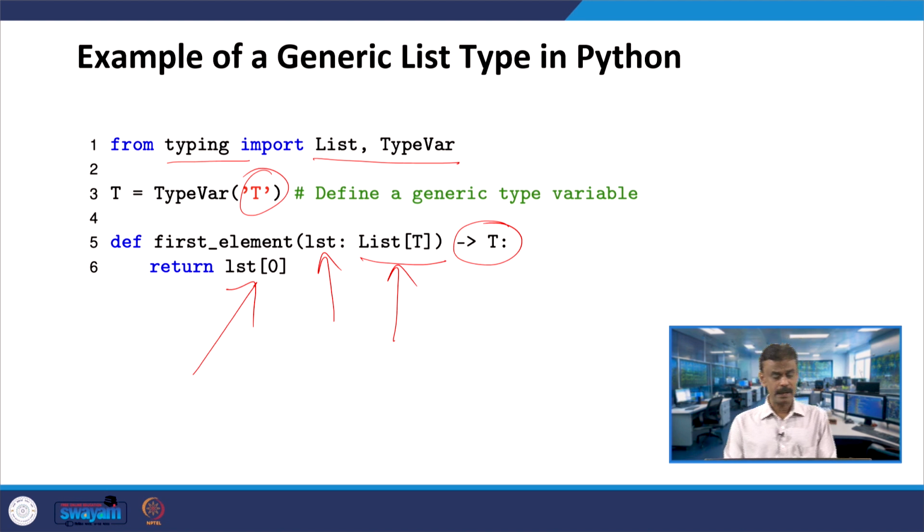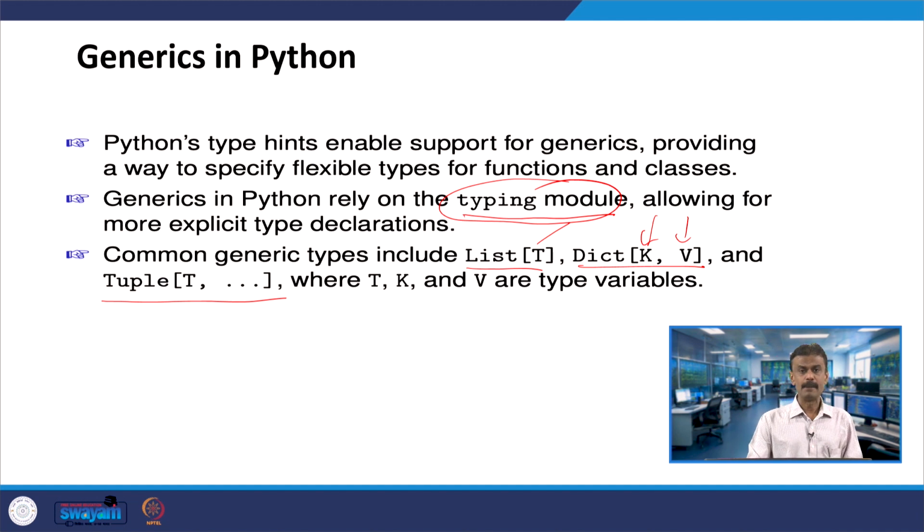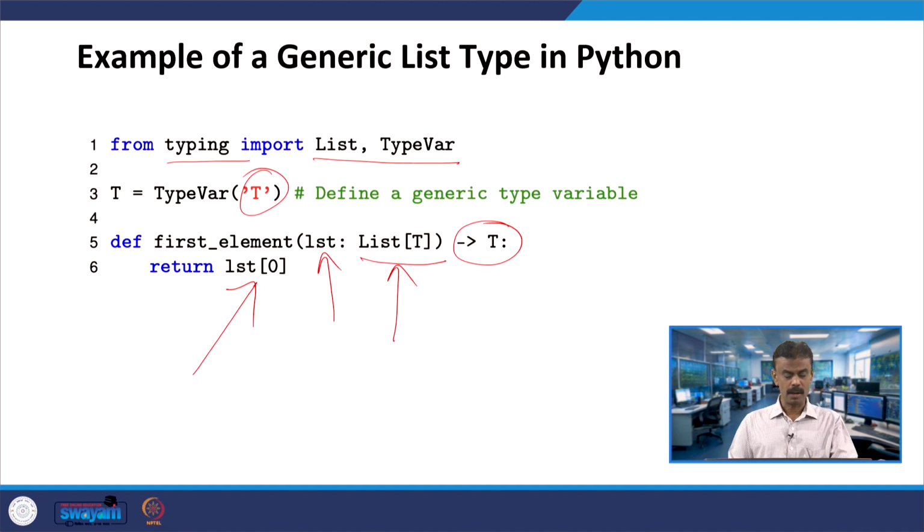So, the main important point is, if you look at the typing module, you are explicitly going to use what you call a generic type variable, the T is a generic type variable, right.